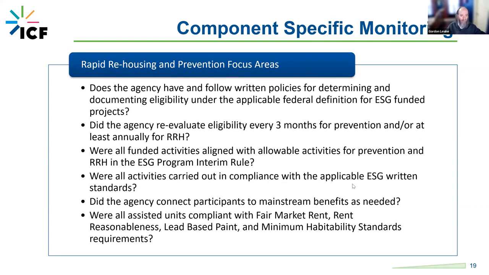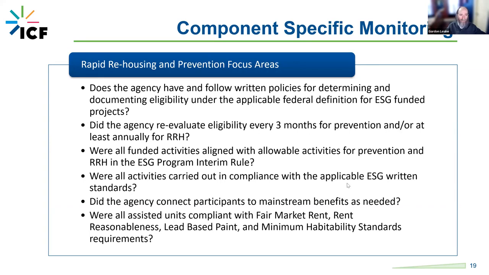So rapid rehousing and homelessness prevention, these are lumped together because they're very similar, even though they are serving different populations. Does the agency have and follow written policies for determining and documenting eligibility? For rapid rehousing, that's going to be, was the participant experiencing literal homelessness? For homelessness prevention, it's going to be, were they at risk, imminently at risk, or fleeing domestic violence? Did the agency reevaluate eligibility every 3 months for prevention and/or at least annually for rapid rehousing? So that's a requirement. You have to continually reevaluate the participant's eligibility.